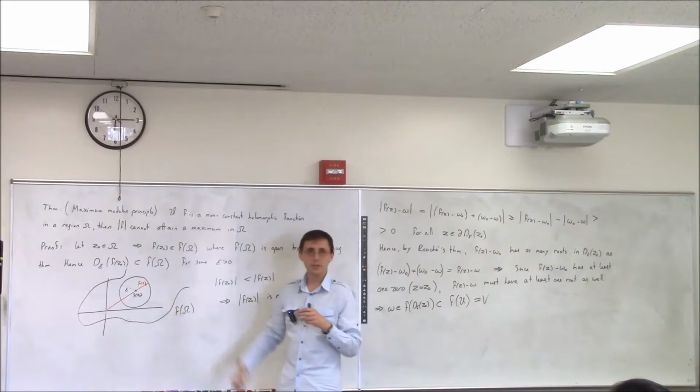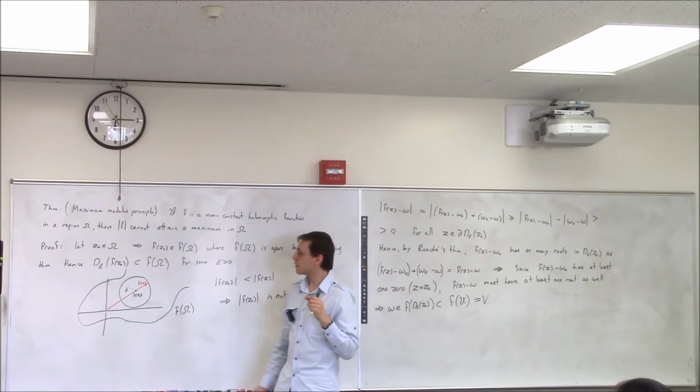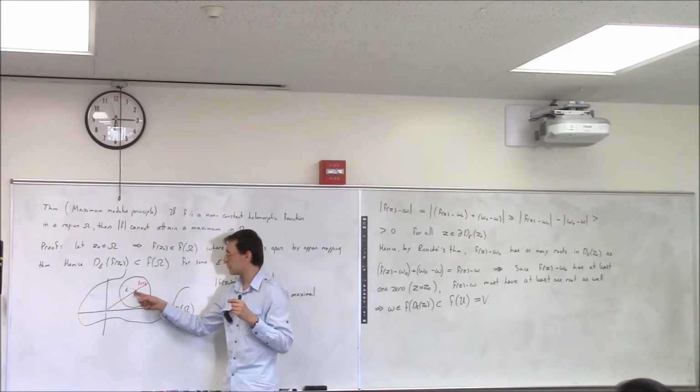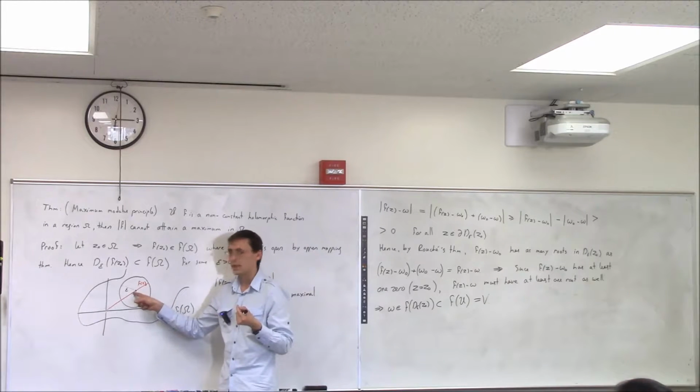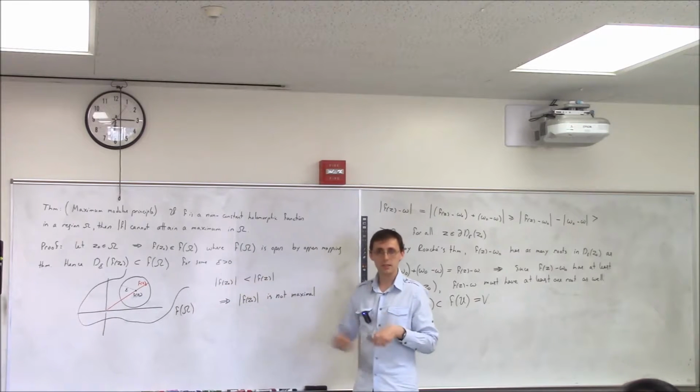It might be on the boundary. But I can make my disk arbitrarily very, very small, right? Yes, but the point is that no matter how small you make the disk, you would have values that have modulus bigger than f of z0 and values that have modulus smaller than f of z0. Kind of draw a picture here, right? So kind of like that. Okay.